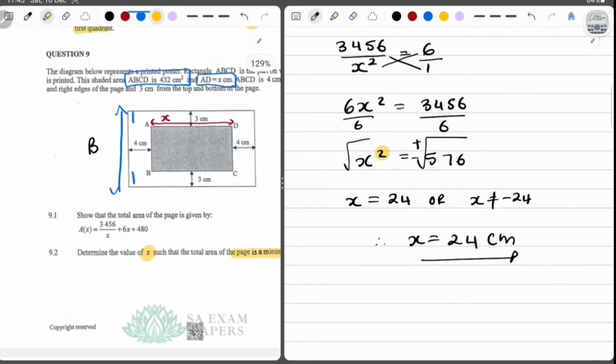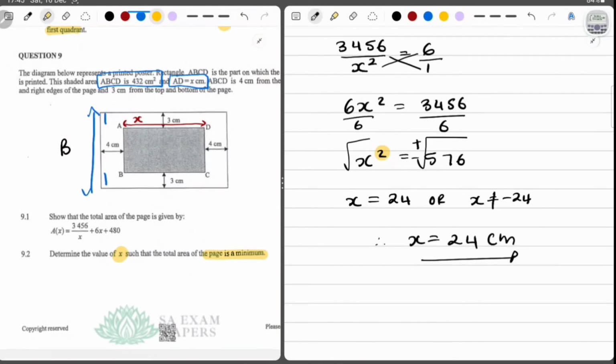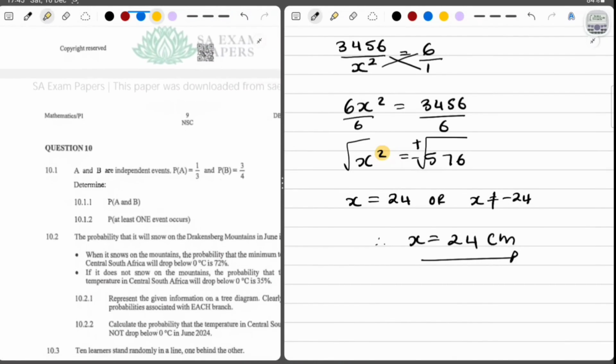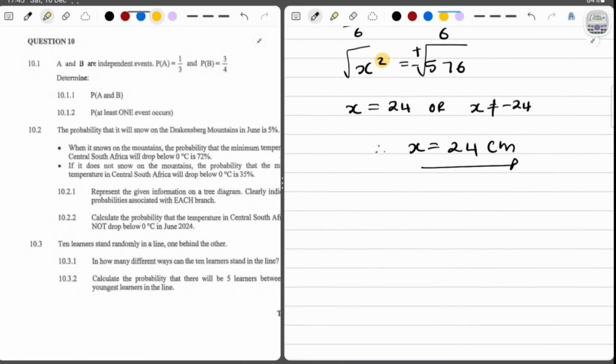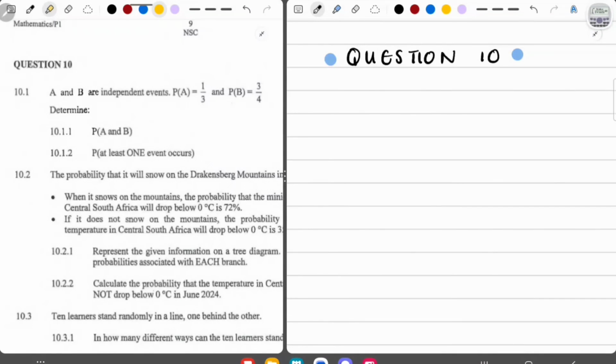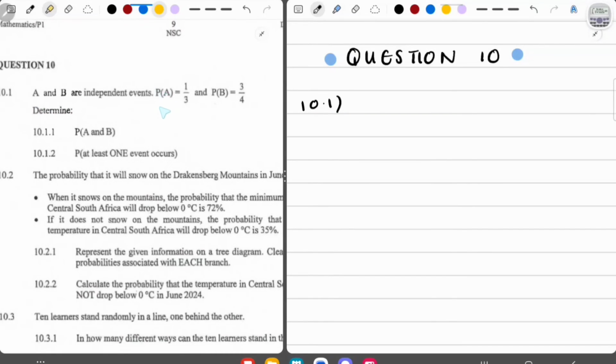Okay, so that is it for question 9, and we're done with that. We can finally move on to question 10, probability. Okay, so we're on question 10, and 10.1 says this. It says A and B are independent events, okay? The probability of A is equal to 1 over 3, and the probability of B is equal to 3 over 4. You need to determine the probability of A and B.